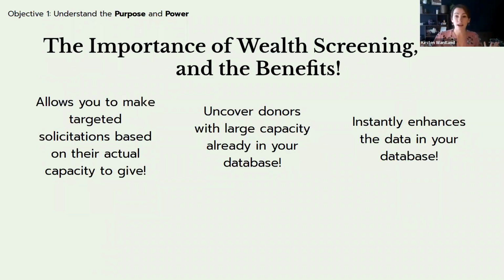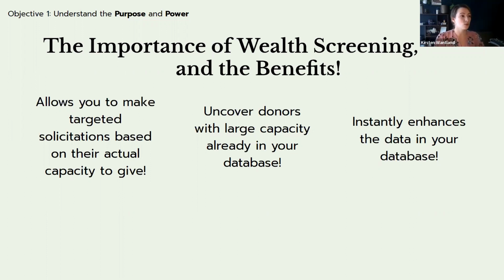So we're still talking about wealth screening in general, right? Like, why is this so important? It allows you to make targeted solicitations based on their actual capacity to give. So it's looking at income, it's looking at what their past history was. So it's making assumptions based on what they've already contributed to organizations, which may or may not be your organization.